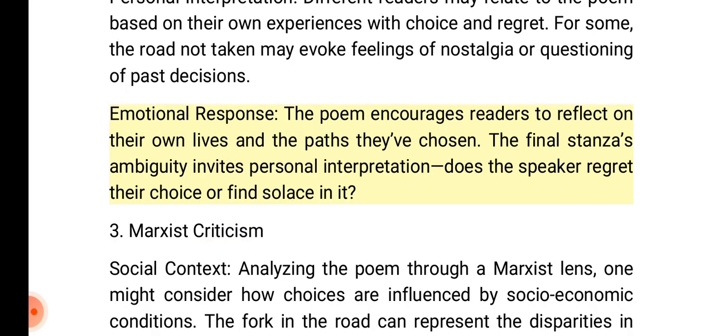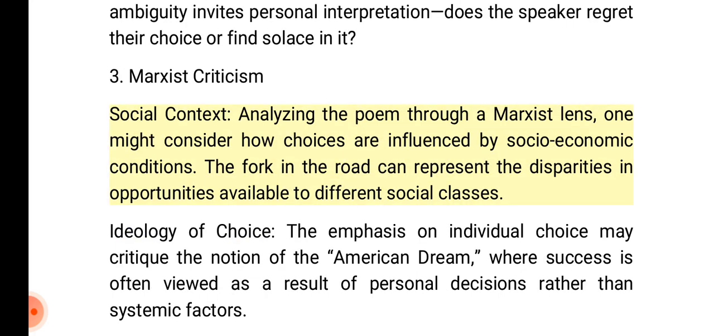For some, The Road Not Taken may evoke feelings of nostalgia or questioning of past decisions. Emotional response. The poem encourages readers to reflect on their own lives and the paths they've chosen. The final stanza's ambiguity invites personal interpretation. Does the speaker regret their choice or find solace in it? 3. Marxist criticism. Social context.